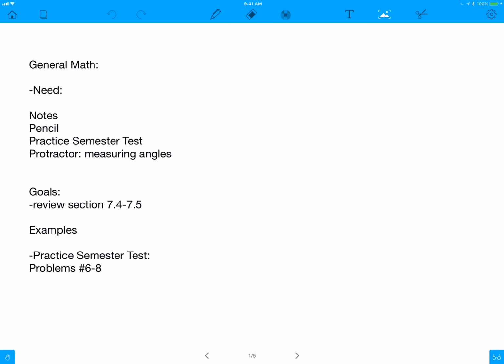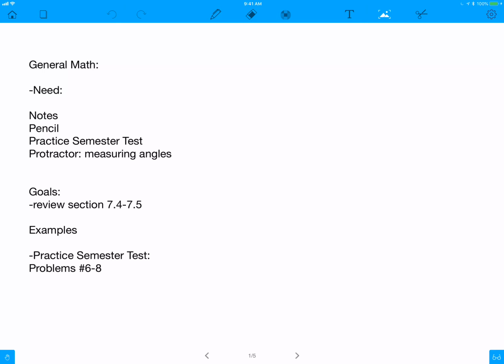Note the things you're going to need today. You're going to need a pencil or some form of writing utensil, some notes, your practice semester test. So if some of you have left it in my classroom, it's in the bin. You know where to pick it up. You also need your protractor for measuring angles today, so make sure you have that. I believe you will not need a calculator today, unless you're going to do a couple of examples I'm going to do here in the beginning.